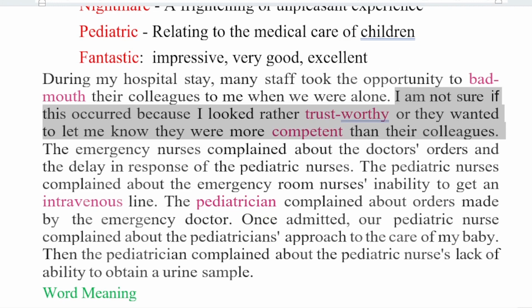So here the speaker is uncertain as to why the hospital staff felt comfortable enough to speak negatively about their colleagues with the speaker. Whether it was because I seemed trustworthy or because they wanted to proclaim their own competence.